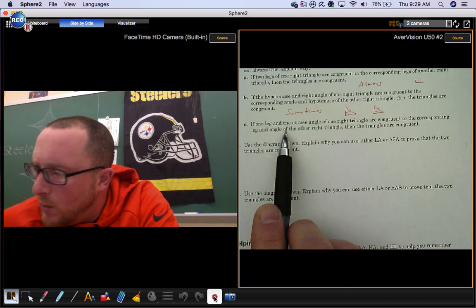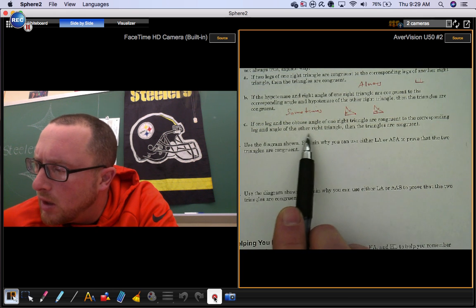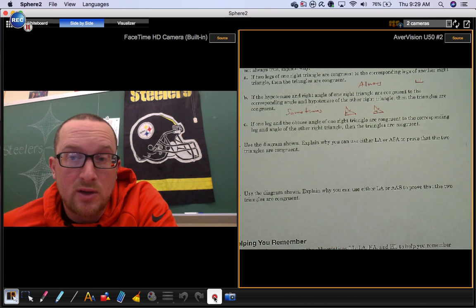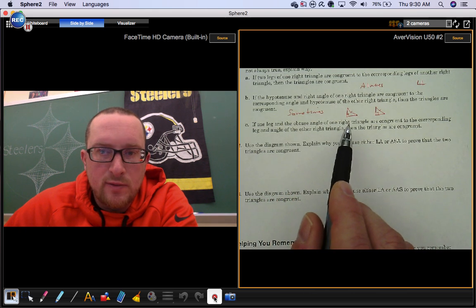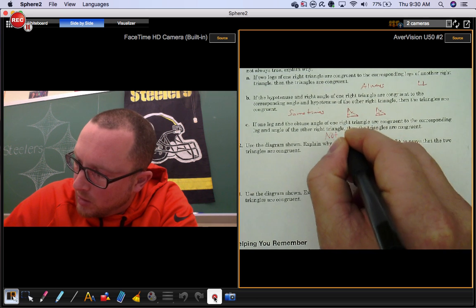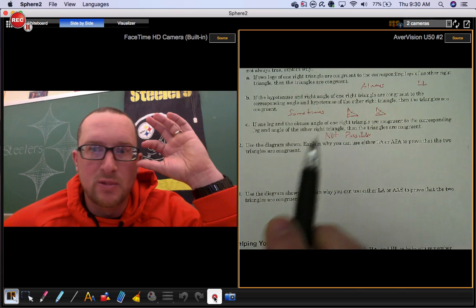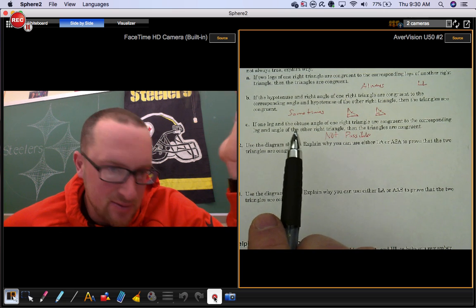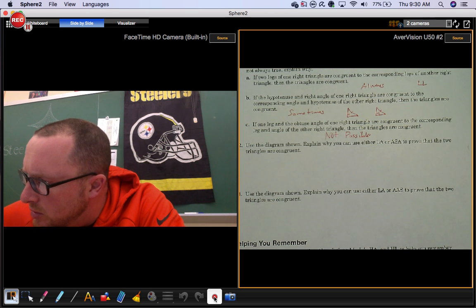Part C. If one leg and the obtuse angle of one right triangle are congruent to the corresponding leg and angle of other right triangle, then the triangles are congruent. Kind of a mouthful. This really makes no sense at all, because if you have a right triangle, you can't have an obtuse angle in a right triangle. So this is definitely not possible. So that's obviously never going to happen, but you know, the whole right triangle with an obtuse angle in it, I just stopped right there. It's not possible. Number 2, use the diagram shown.